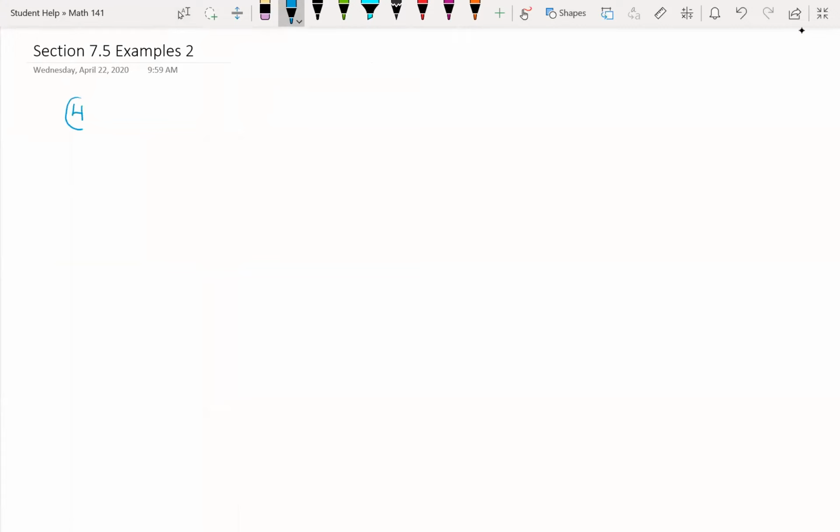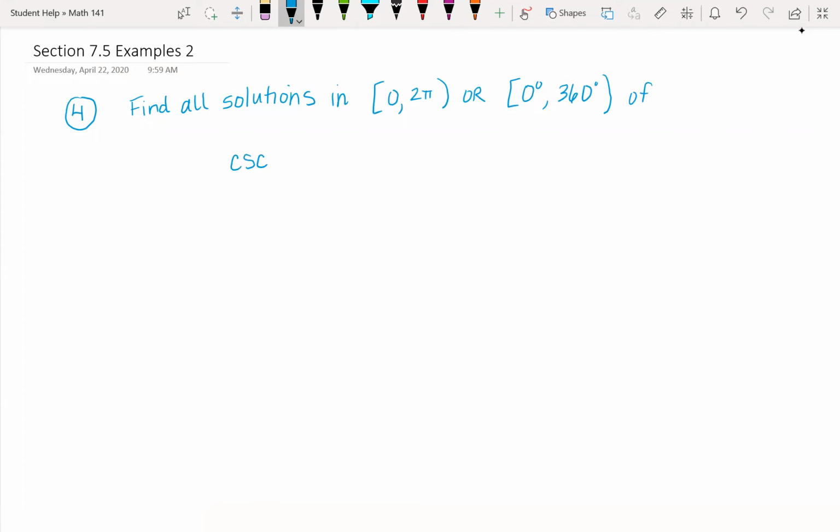This is example number 4. Let's find all solutions, and we'll have either within the range of 0 to 2 pi, that will be for radians, or for degrees, it'll be between 0 degrees and 360 degrees. And our equation is going to be cosecant squared of x minus 4 is equal to 0.